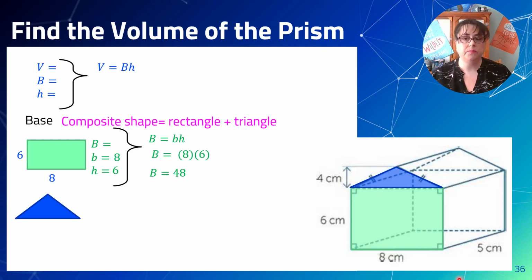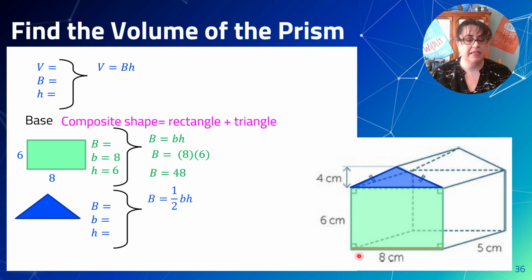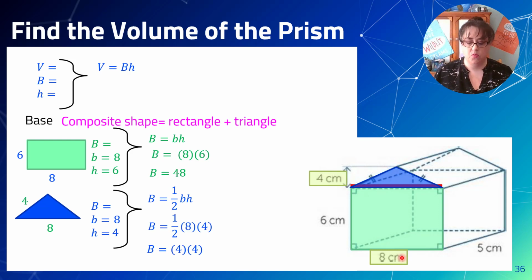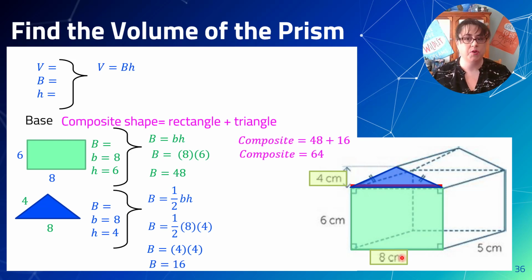And the triangle, you can see that the triangle they tell you right here is 4 tall. But what's the base? Well, it has to have the same base as the rectangle because it sits on top of the rectangle. So if this here's 8, it pushes up and it also has to be 8. And then it was 4 tall. So then 1/2 of 8 times 4 would be 4 times 4, which is 16. So you take that composite shape and you add that 48 and 16 and you get 64. And so, yeah, it took us a little bit of extra time, but we were still able to do it because we know how to deal with composite shapes.